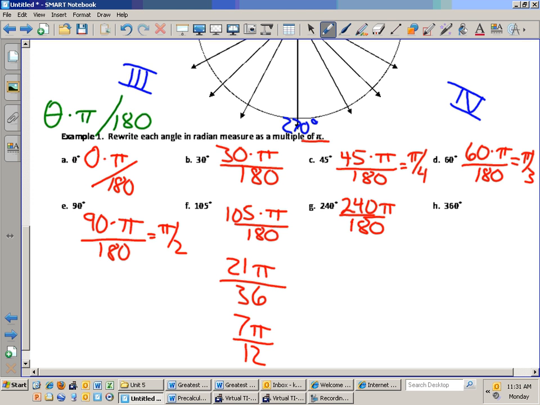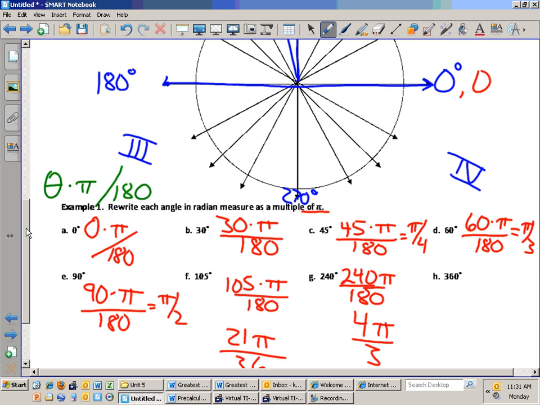240 pi divided by 180. They're both divisible by 60. 240 divided by 60 is 4. 180 divided by 60 is 3. So we get 4 pi over 3 for 240. 240 degrees will be sitting right here. It's 4 pi over 3.